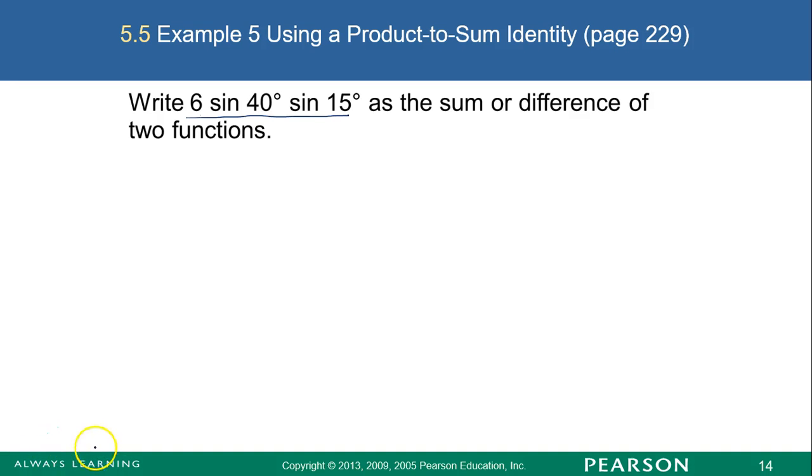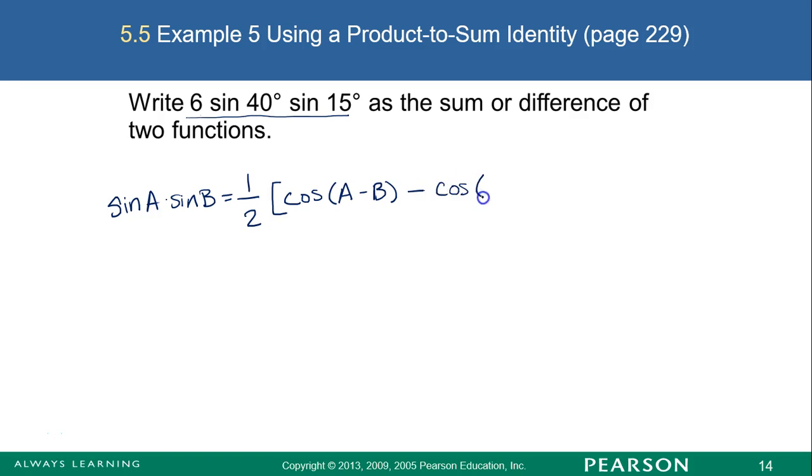Okay, so on this one, I'm going to write this thing out. Let's write out that identity. Sine of A times sine of B is equal to 1/2 cosine of A minus B minus cosine of A plus B. Okay, so there is our identity.